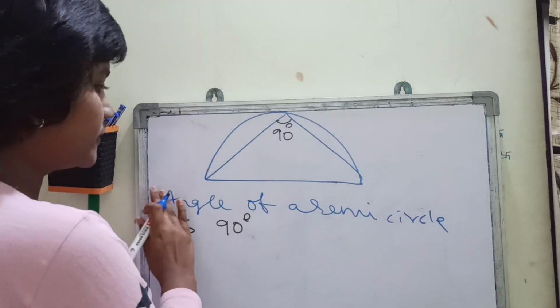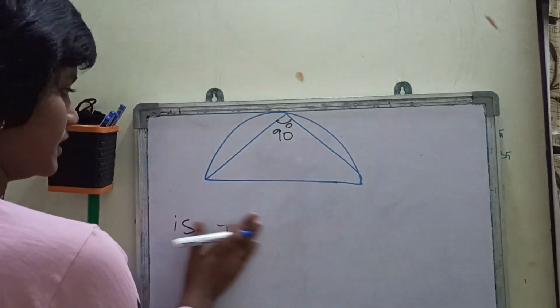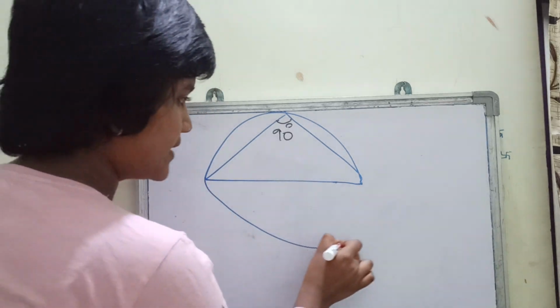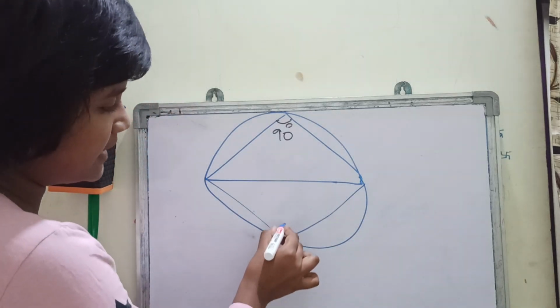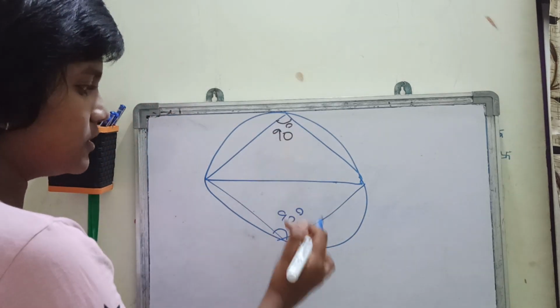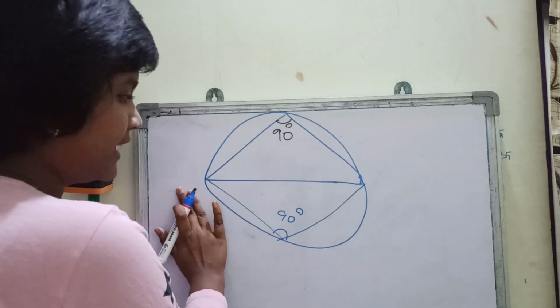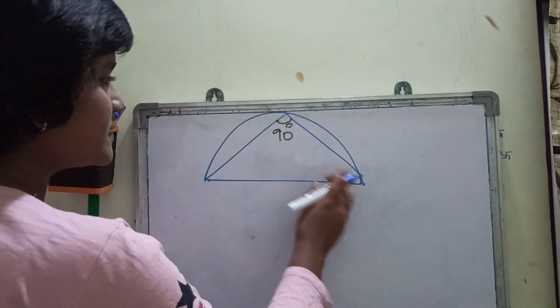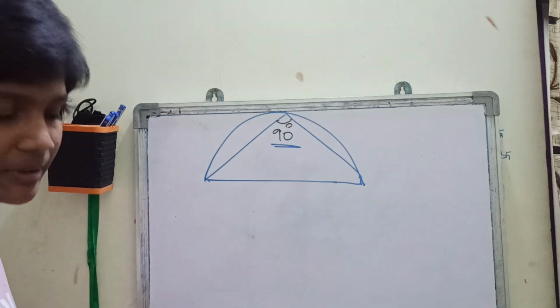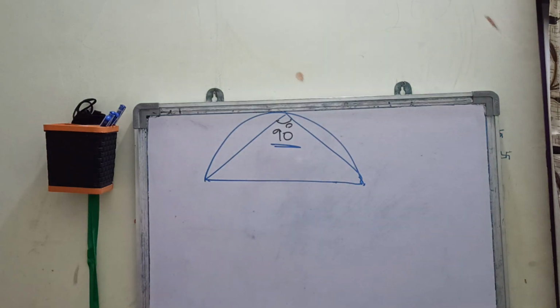If the other part of the circle is there, think this is also there, and it forms a quadrilateral. What can we say here? 90. Here also. That means it forms a cyclic quadrilateral if we extend it. Normally the angle of a semicircle is 90 degrees, which will be used in solving some questions.